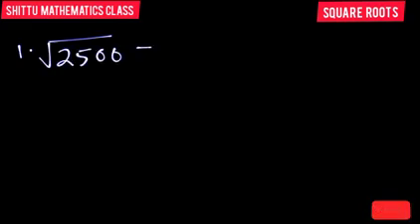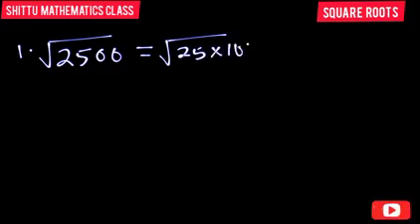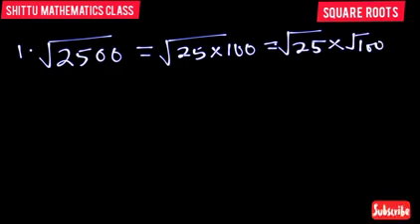Going to the next page, let's start from 1. We have 2,500. Normally this 2,500 can be expressed as 25 multiplied by 100. So 25 multiplied by 100 is going to give us 2,500, and also this can be written under the square root by splitting it: 25 multiplied by 100.